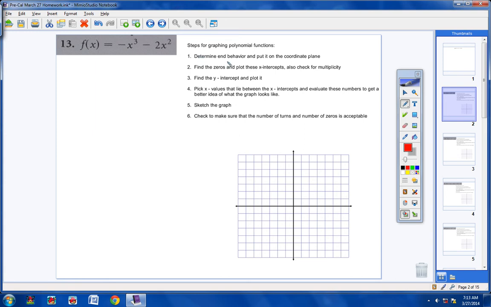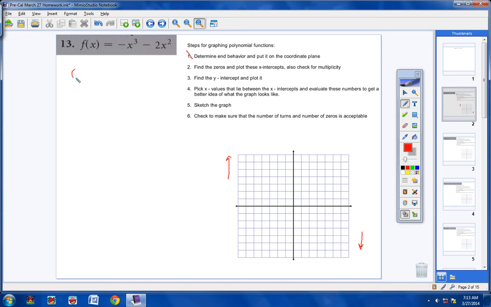Determine the end behavior. All right, we have an odd degree, a negative lead coefficient. If you've studied your notes, you know that means that it will go up to the left and down to the right. All right, step 2, find the zeros and plot these.